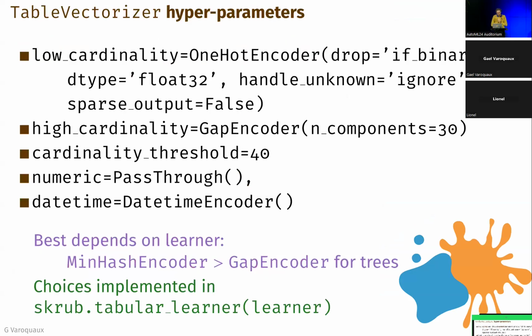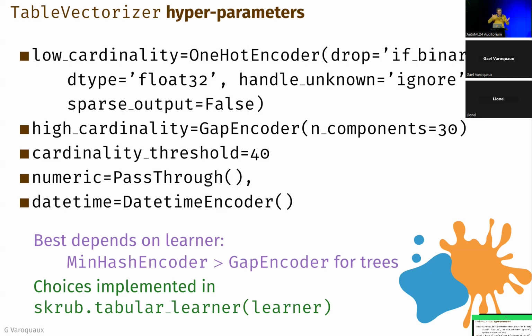Okay, so we all like hyperparameter optimization. The table vectorizer comes with a bunch of hyperparameters and maybe should have more. Maybe that's a call to the community: it'd be interesting to include this in hyperparameter optimization strategies and benchmarks. What we find is that those hyperparameters depend on the downstream learner. If I know that I have trees, I can use a min-hash encoder. But if I have linear models, I really shouldn't use a min-hash encoder. It's going to give me a disastrous representation.